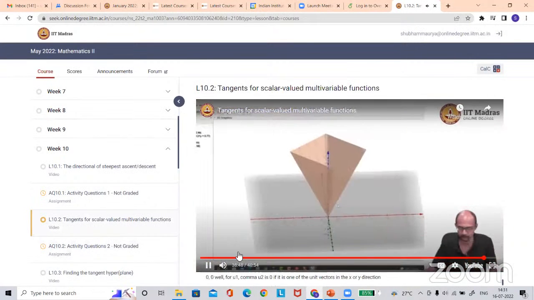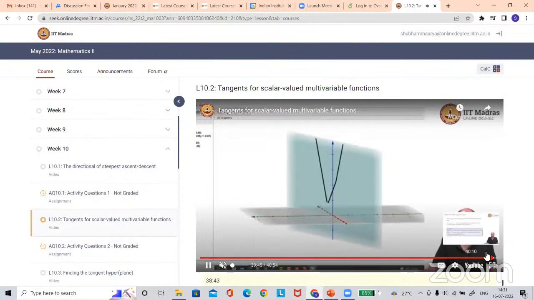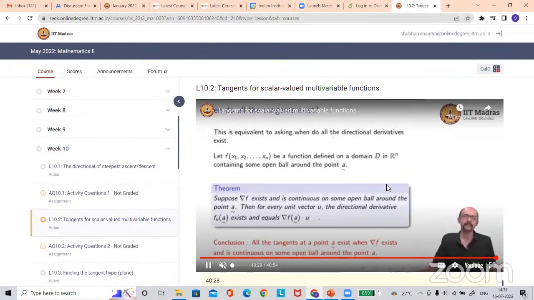Gradient is nothing but the collection, the set of partial derivatives. This theorem says: if the gradient is going to be continuous on some open ball around a point, see the open ball definition I have just given. This gradient means the partial derivatives need to exist and be continuous on an open ball around some point. Then for every unit vector, you are able to get the directional derivative. So it is one kind of sufficient condition.